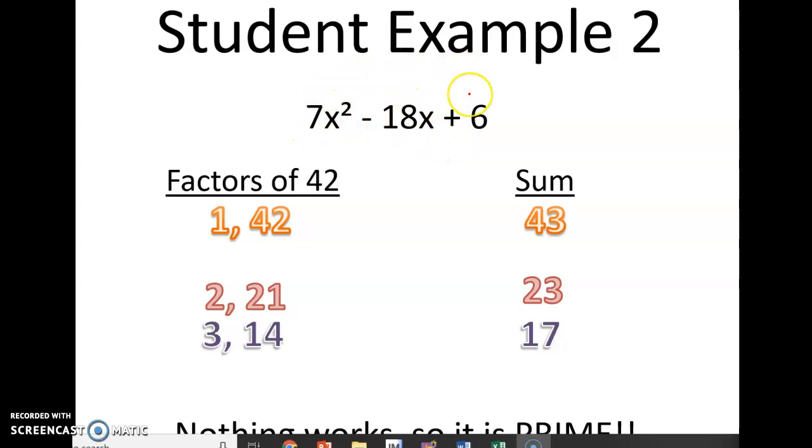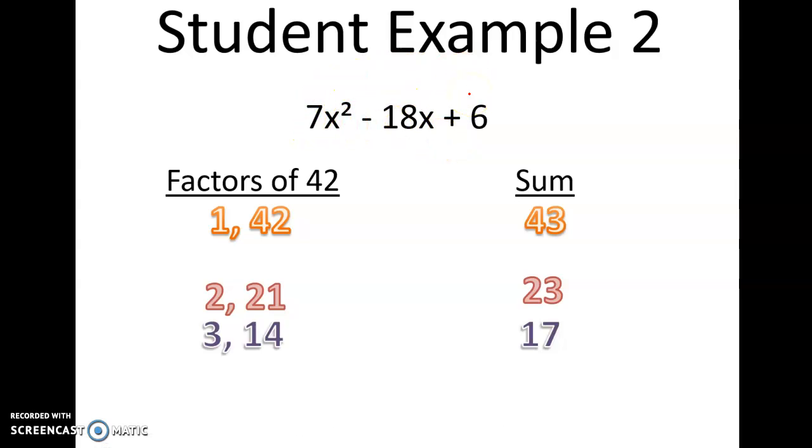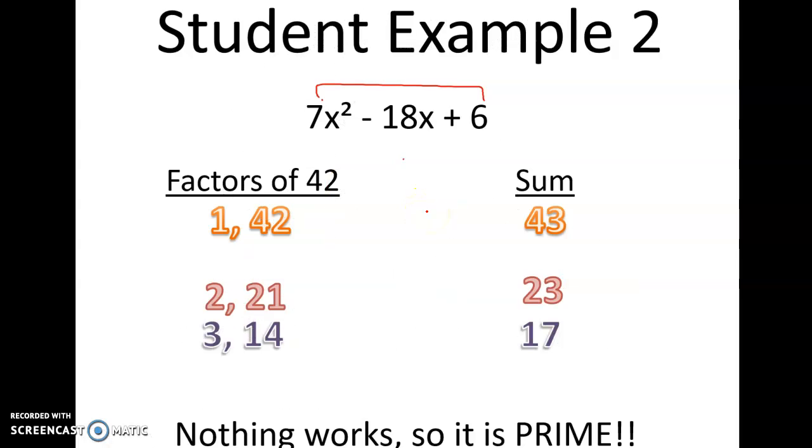So 7 times 6, if you were doing slide and divide, 7 times 6 is 42. You're looking for the factors that add to be 18. There's all the factors of 42, and nothing adds to be 18. Therefore, if nothing works, it's prime. So example 2 was prime.